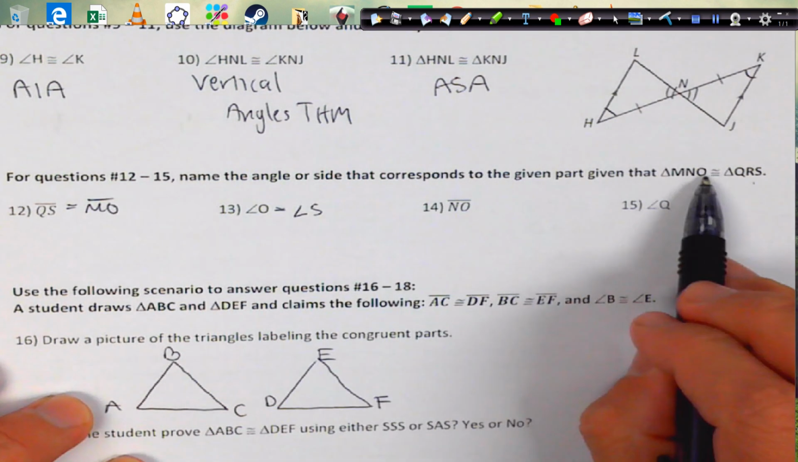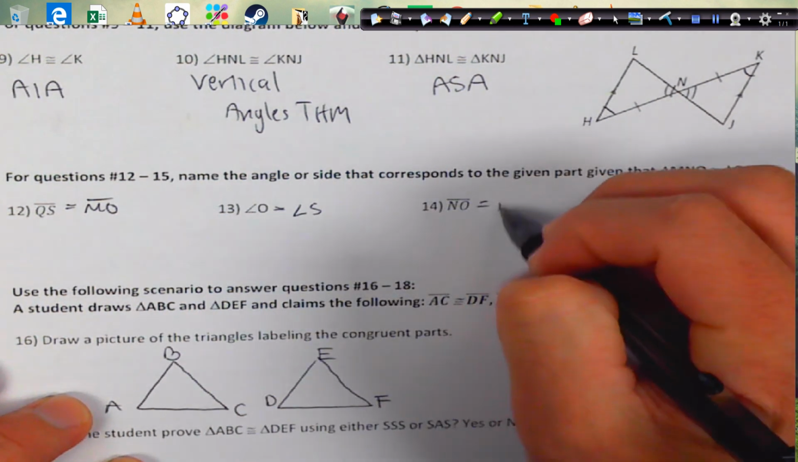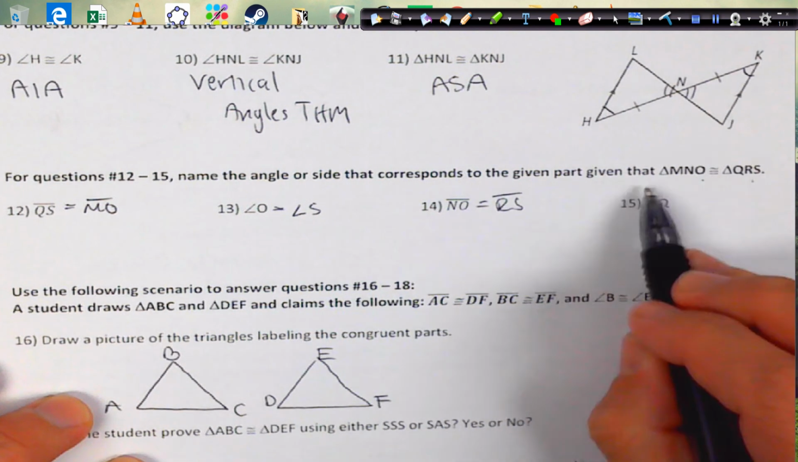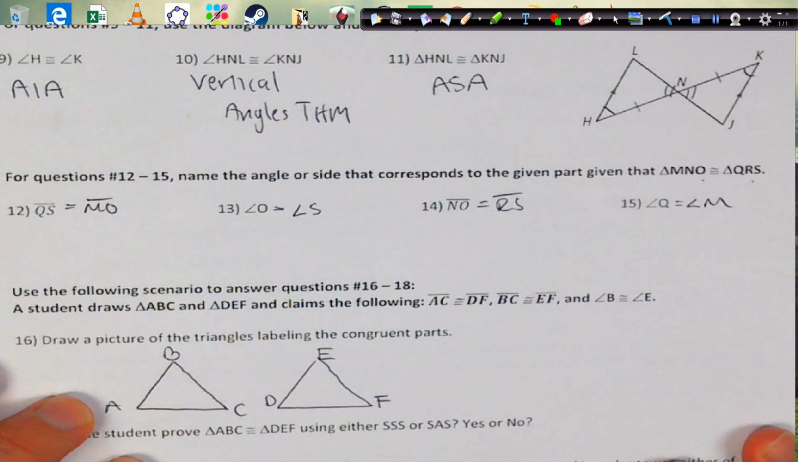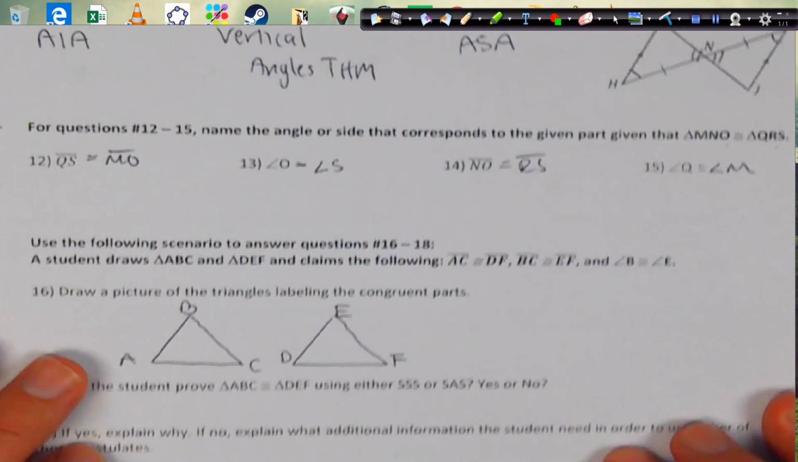NO is the last two letters, so it's going to match up with RS. And Q is the first one, so it's going to match up with M. So corresponding parts of congruent triangles are congruent, basically.